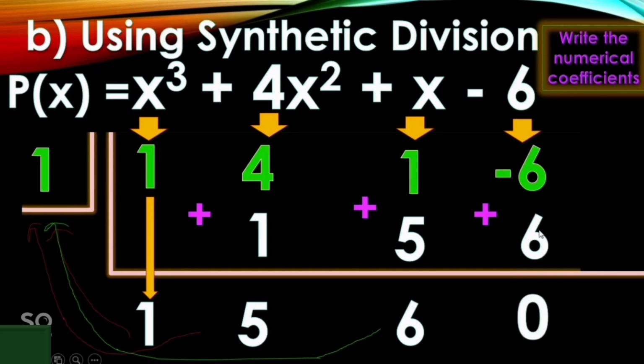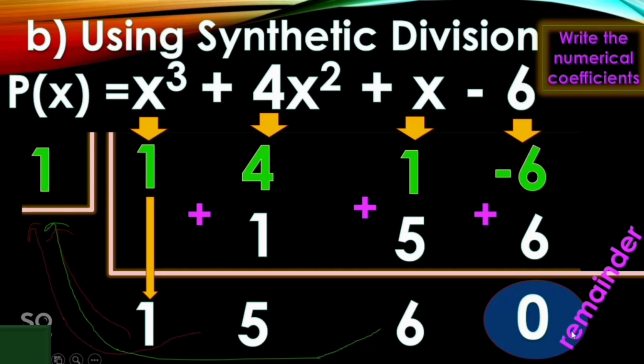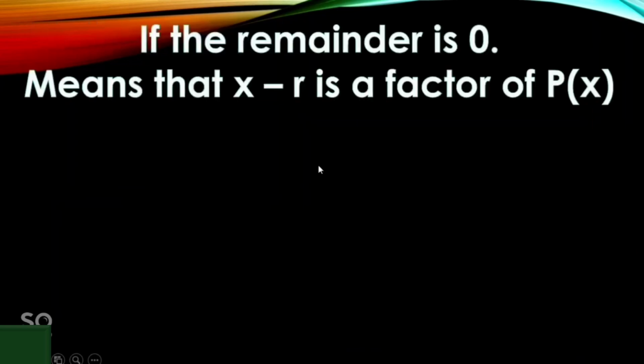Okay, recall lang natin yung addition of integers. Kapag pareho ang sign, ang gagawin lang natin, i-add yung integers and then kopyahin kung ano yung common sign. And then kapag magkaiba ang sign, isa-subtract natin and then copy the sign of the bigger number. Since we add negative 6 plus positive 6, 6 minus 6 is 0. So again, 0 is our remainder. If the remainder is 0, it means that x minus r is a factor of p of x. P of x is the polynomial and x minus r is the factor.